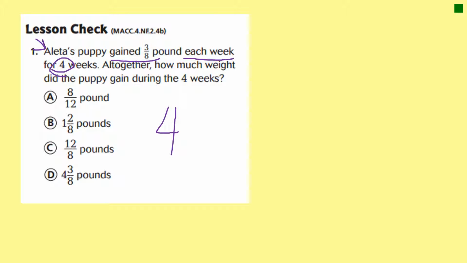So 4 sets of 3/8. Each of the 4 weeks, 3/8 pounds was gained. Okay, so looking at those choices, do you see one that you can eliminate? A, B, C, D. Look at those 4 choices. Which one do you know is incorrect right now? Can you see it?